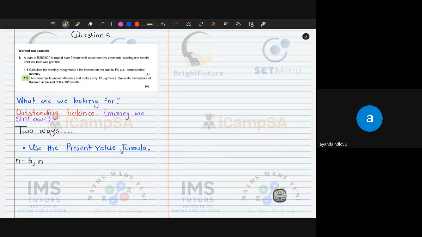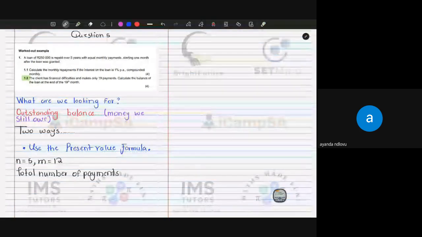And remember, our compounding period was 12. So which means the number of payments that we need to make. So the total number of payments will be what, guys? 60. Yep, so the total number of payments will simply be 5 times 12. Because remember, we're paying for 5 years and every month. So that means this would be 60.